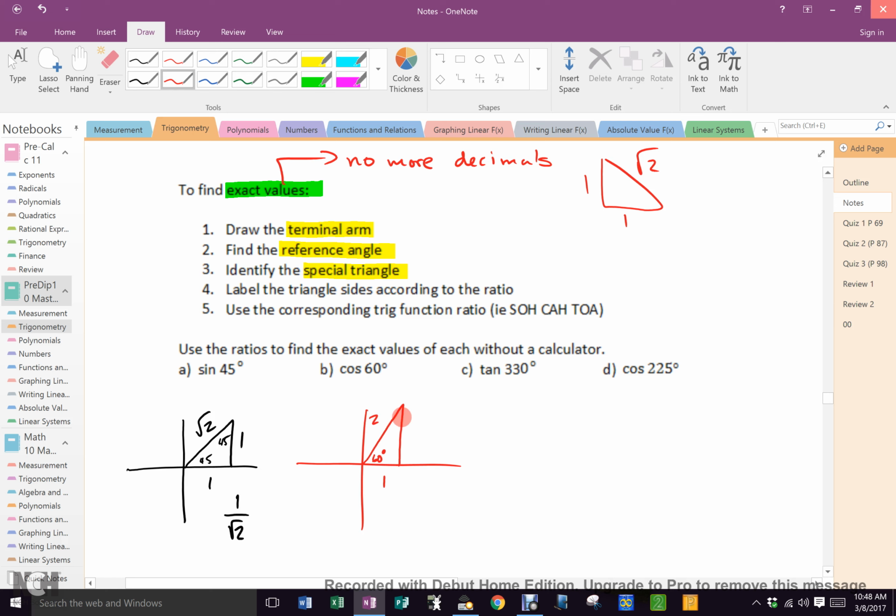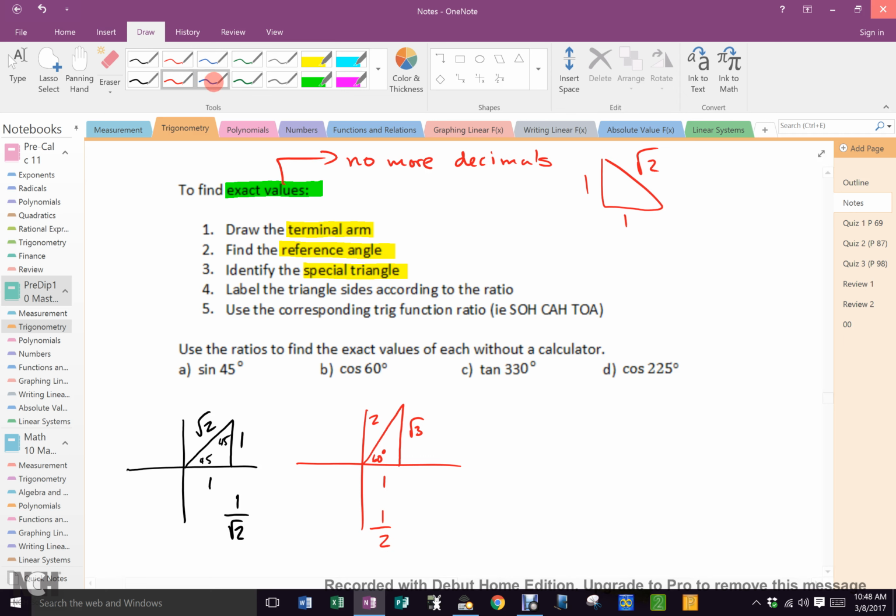2. How long's this side? Root 3. Now can I find the exact cos of 60? Easy peasy, right? You know it from the page we just did. Cos of 60 is 1 over 2. Everybody can do it in the first quadrant, yeah?